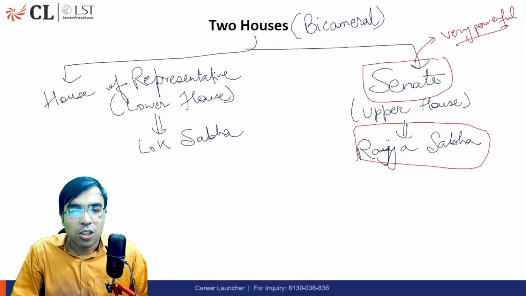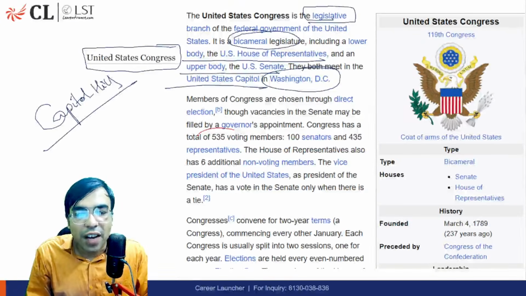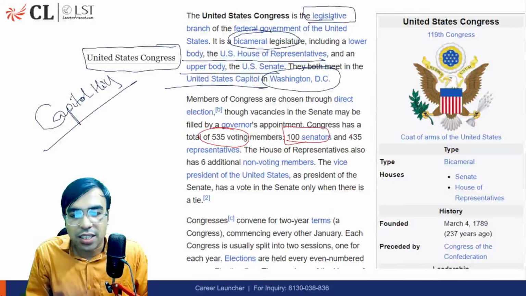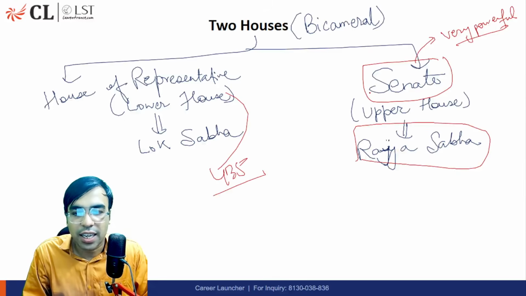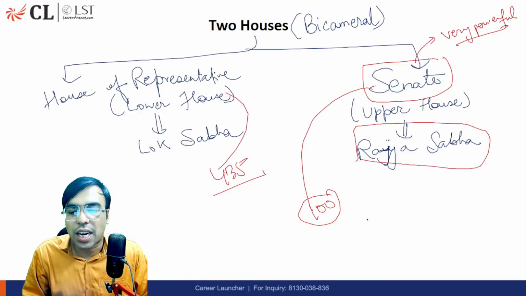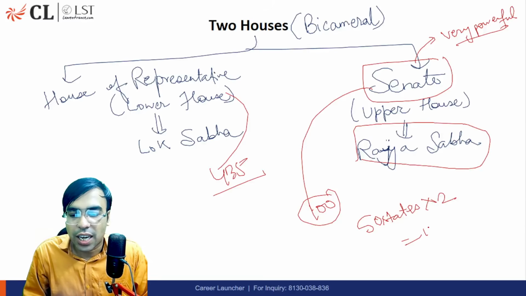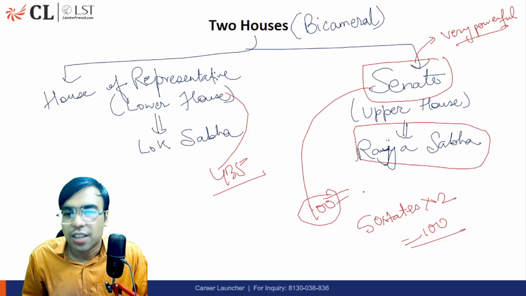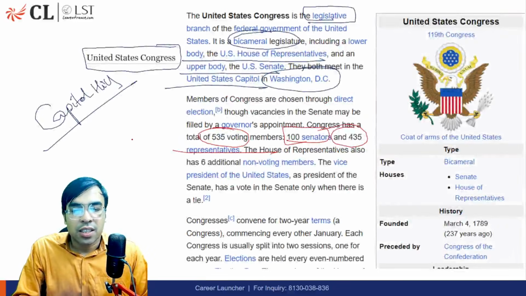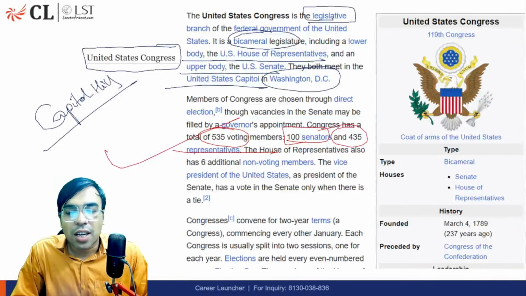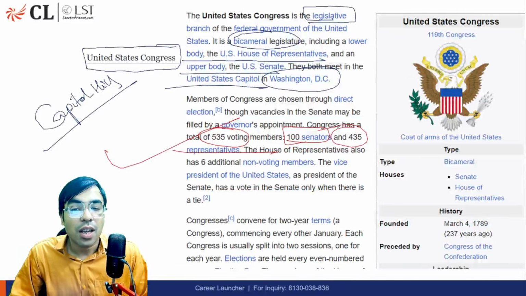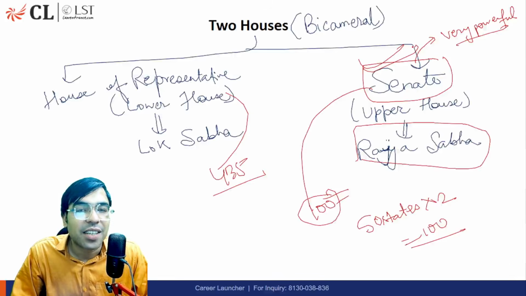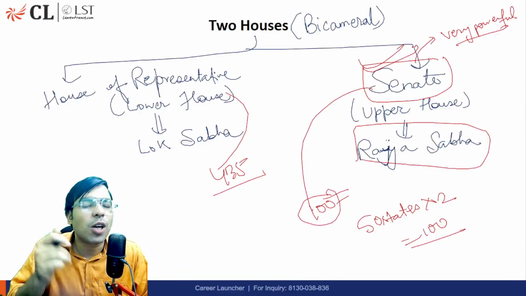Now, we have a total of 535 members: 100 senators and 435 representatives. There are 50 states in the USA, and every state sends 2 senators, so there are 100 senators. That is more than enough; we are not going into much detail, otherwise it will be too much for you. Here we are talking about the US Senate, the US upper house, which is very similar to the Indian Rajya Sabha.